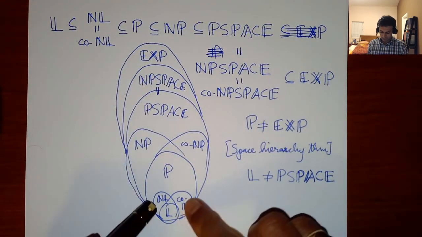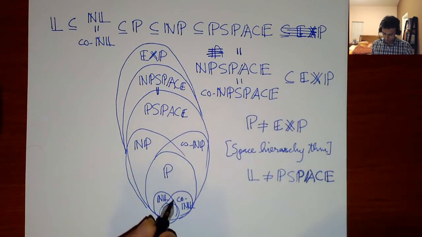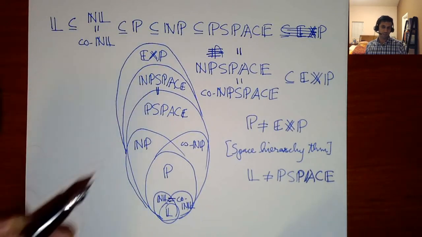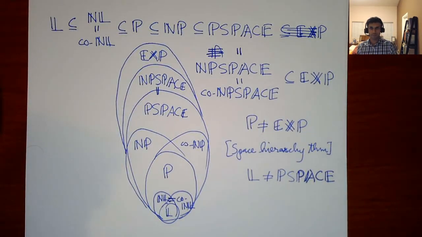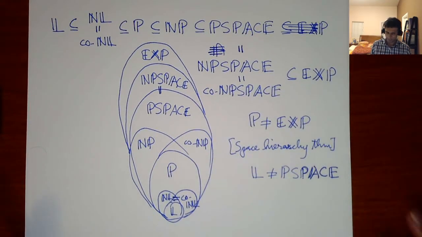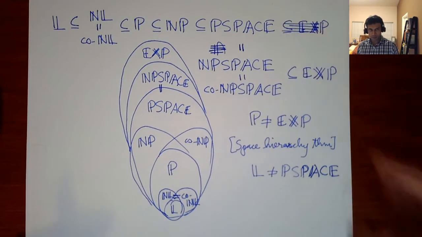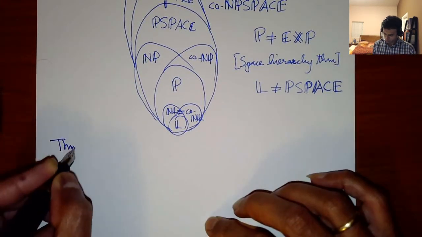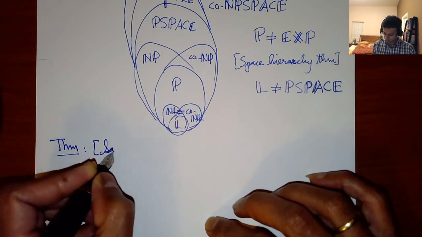So the picture that we have is actually these two are the same. These two are actually the same. And PSPACE and NPSPACE are the same. Any questions? So let's start with why PSPACE is equal to NPSPACE. And this is known as Savitch's theorem.